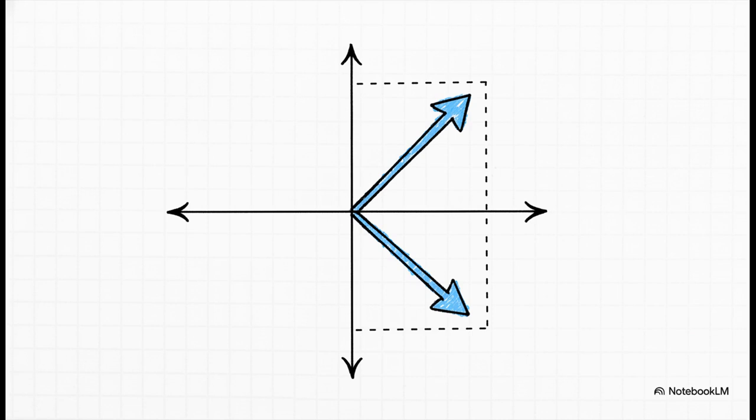It points down and to the right. Moving to the right still gives us a positive x component, but moving down gives us a negative y component. Keeping track of these positive and negative signs is absolutely crucial when you're adding your components together.